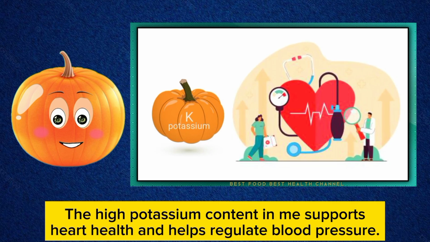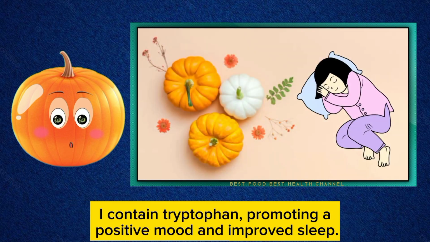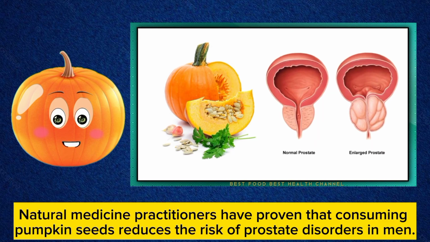The high potassium content in me supports heart health and helps regulate blood pressure. I am a good source of folate, crucial for fetal development during pregnancy. I contain tryptophan, promoting a positive mood and improved sleep. Natural medicine practitioners have proven that consuming pumpkin seeds reduces the risk of prostate disorders in men.